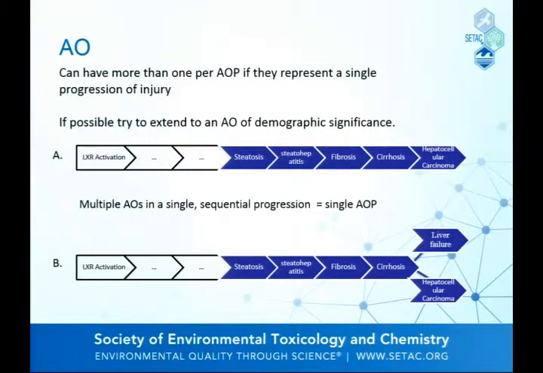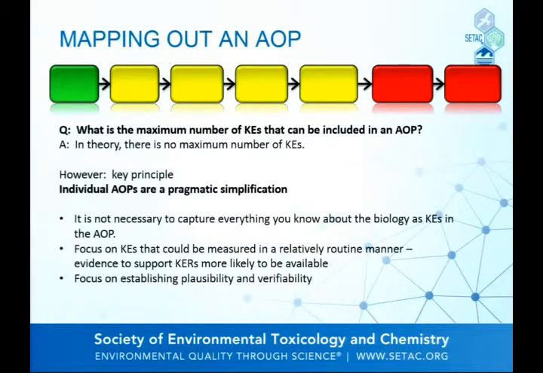And then in the end, you could actually end with a hepatocellular carcinoma. So that's the kind of multiple adverse outcome situation that you're saying is appropriate. So going back to the number of key events, and like I said, this is something that most of the biologists actually struggle with: what is the maximum number of key events you should have?